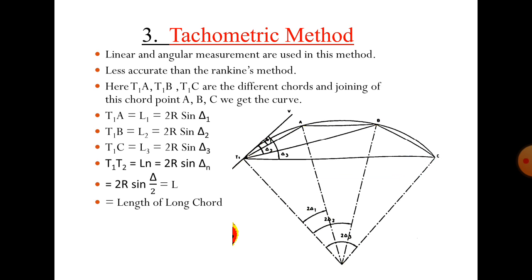So T1A is equal to L1, which is equal to 2r sin delta 1. T1B is equal to L2, which is equal to 2r sin delta 2, and T1C is equal to L3, which is 2r sin delta 3, and T1T2 is equal to Ln, which is 2r sin delta n. So 2r sin of delta by 2 is equal to L. So it is the length of the chord.